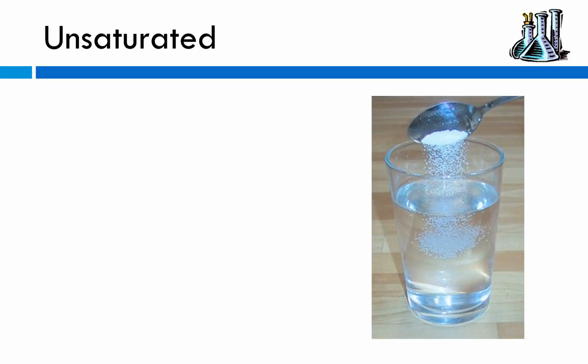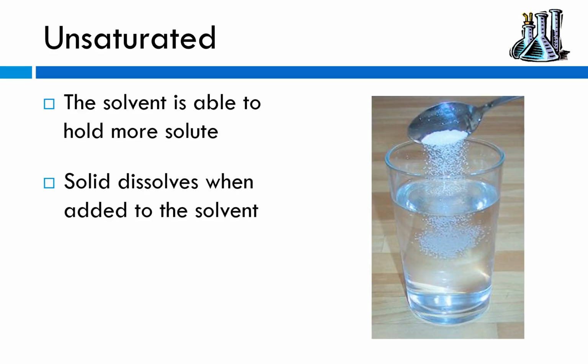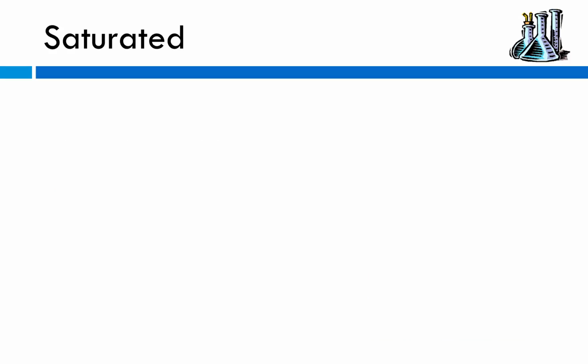Unsaturated is when you take a relatively small amount of the substance, your solute, and you dissolve it in solvent. So basically, unsaturated is telling us that the solvent is able to hold more solute. It's not full. I could continue to add more and more solute, and it's still going to be able to dissolve. There we go. The solid is going to dissolve when added to the solvent.